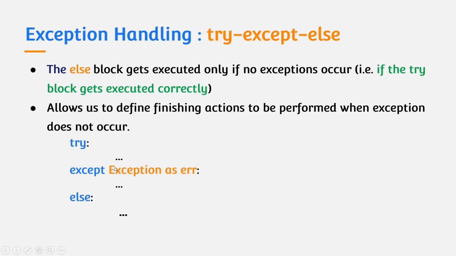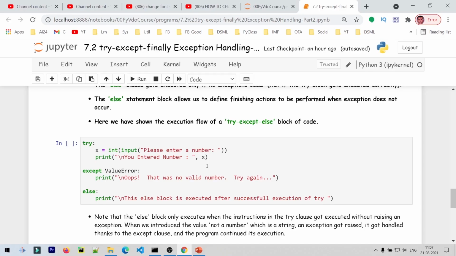So try and except block as usual, then we have the else keyword and then a colon, and then we have some statements that define the action to be performed when no exception occurs. So if an exception occurs, then this else block will not be executed. But if there is no exception, meaning if there is no runtime error, then only this else block is executed. Now let us look at the practical demonstration of the else block.